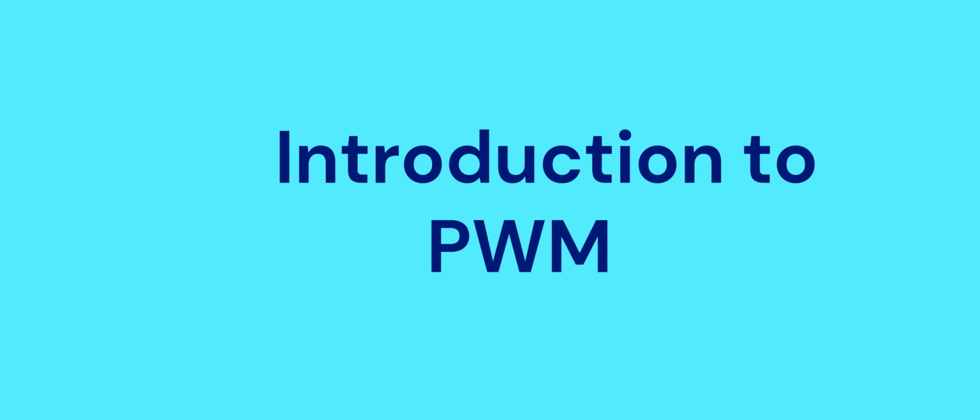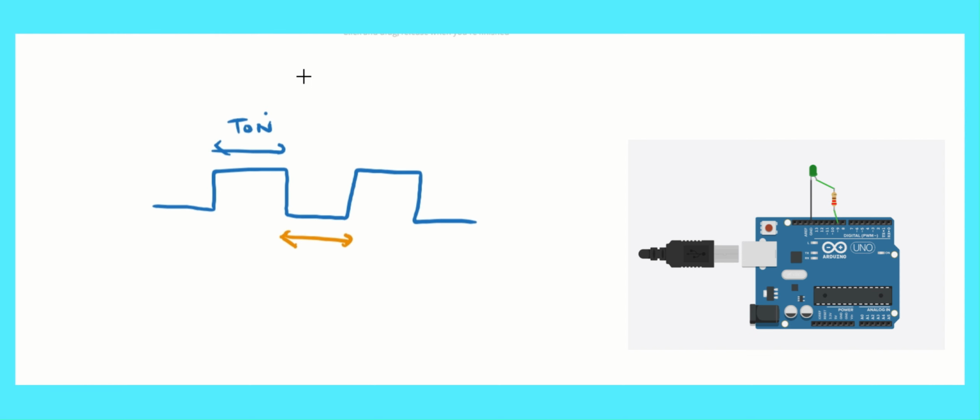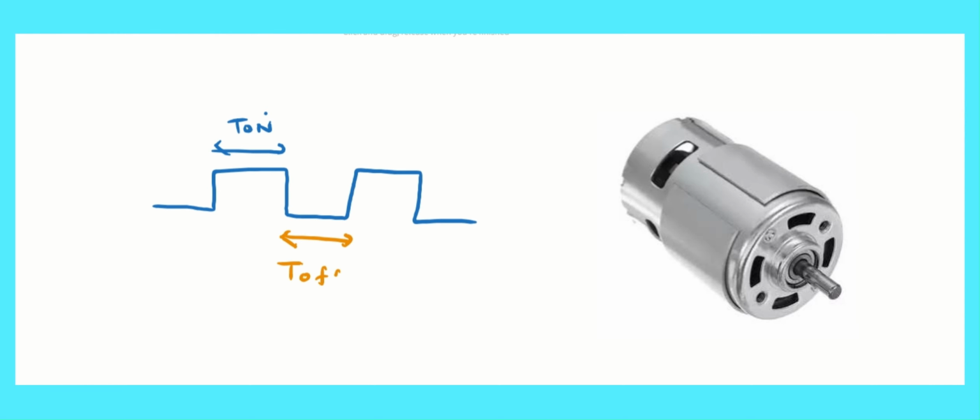Hello everyone. In this video, we will learn about PWM, or Pulse Width Modulation, using the Arduino Uno. PWM is a technique that allows us to simulate analog output using digital pins. Since Arduino Uno digital pins can only be ON or OFF, PWM rapidly switches the signal between these two states to create an average voltage level. This makes devices like LEDs appear dimmer or brighter and allows motors to run at different speeds.